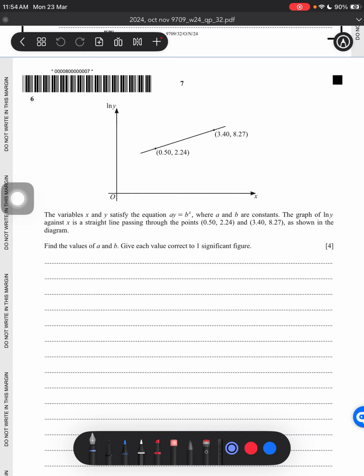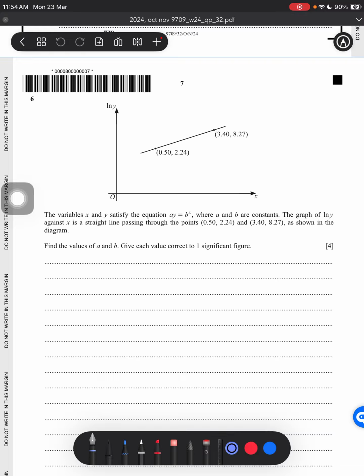In this particular question, we can see that the examiner has given us a linear equation having two coordinate points on ln y and x. The variables x and y satisfy the equation ay equals b raised to power x, where a and b are constants. The graph of ln y against x is a straight line passing through these points. There are 2 points, the coordinates as shown in the diagram. So find the values of a and b.